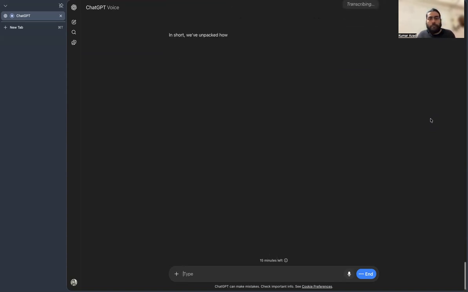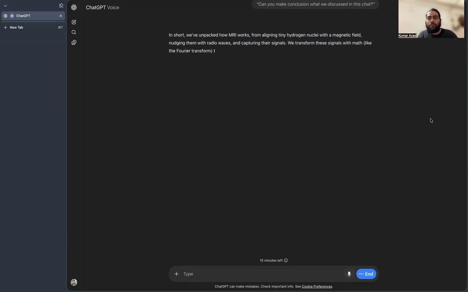In short, we've unpacked how MRI works, from aligning tiny hydrogen nuclei with a magnetic field, nudging them with radio waves, and capturing their signals. We transform these signals with math, like the Fourier transform, to create images. Then we touched on fMRI, which tracks brain activity. All in all, MRI blends physics, math, and ingenuity to help us visualize the body, and sometimes even the mind.